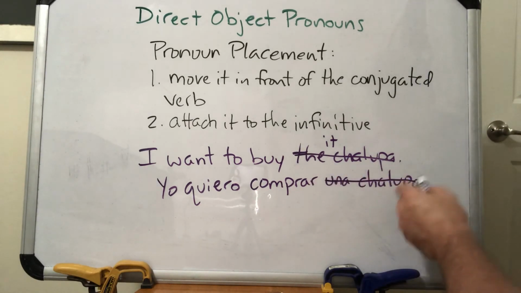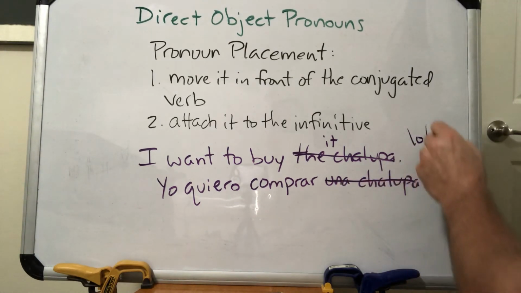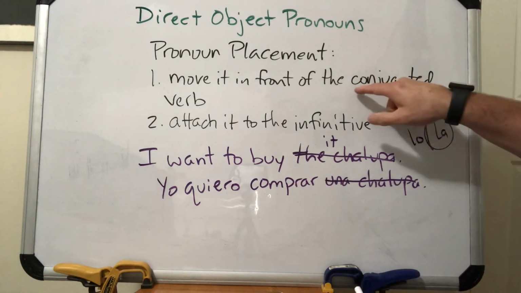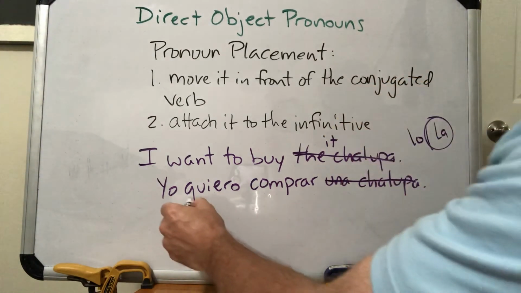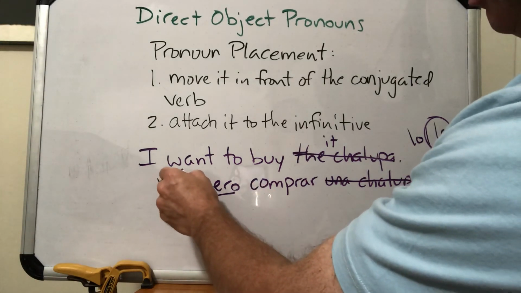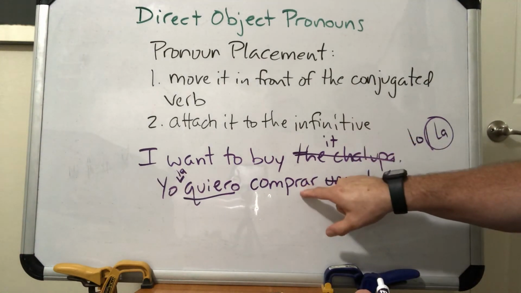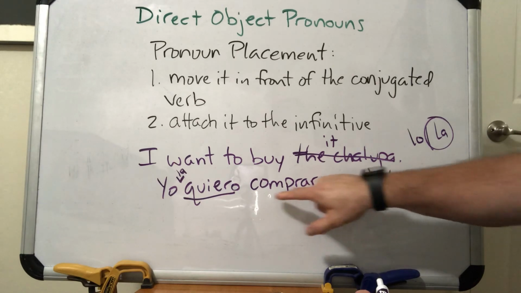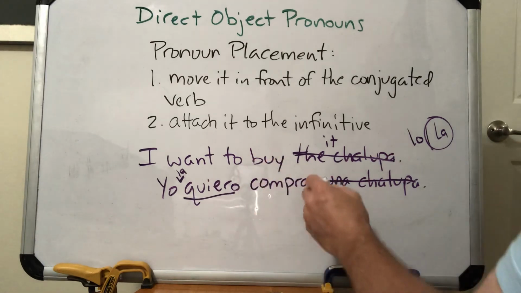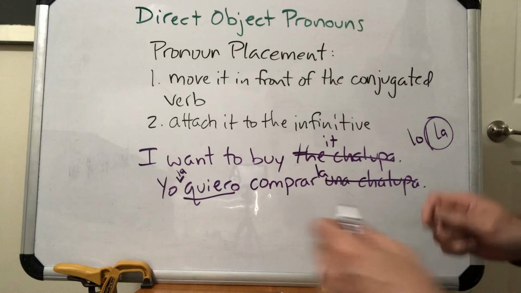So una chalupa. Remember to say it, my choices are lo or la. And because chalupa is feminine, we're going to pick la. Okay? Now, I have option number 1 available to me because I have a conjugated verb, quiero. So I could put it right here. I could write the la right there. But I also have option number 2 available to me with comprar, because comprar is an infinitive. It's a verb and it ends in AR. So that's an infinitive, means to buy. Okay, so I could put it there. So either way is fine. It doesn't really matter. They're both correct.